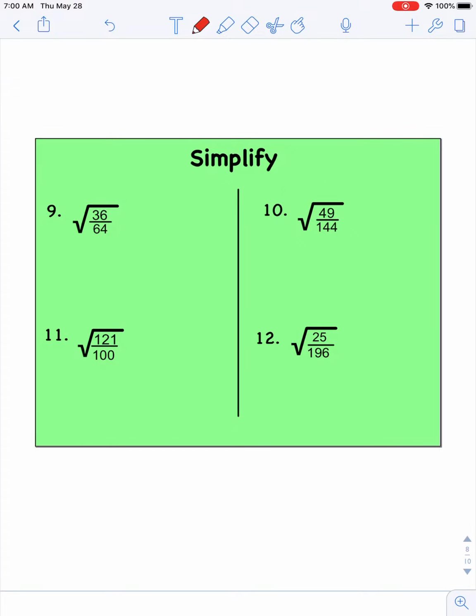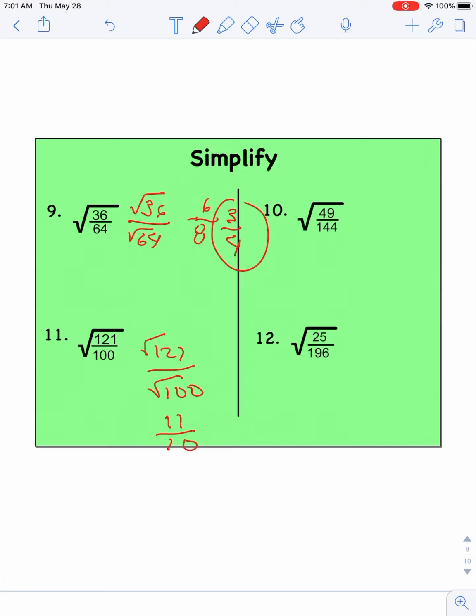So I can see that one or both of these are perfect squares. So if one or both of them are perfect squares, just separate them. Just get rid of the squares if you can, and that's going to be 6 over 8, but we can always reduce that fraction. Divide by 2 and you'll get 3/4. So those are the things we're doing. I think these are pretty straightforward. I don't think you're going to have a lot of trouble with these. Like this is the square root of 121 over the square root of 100, which is 11 over 10.